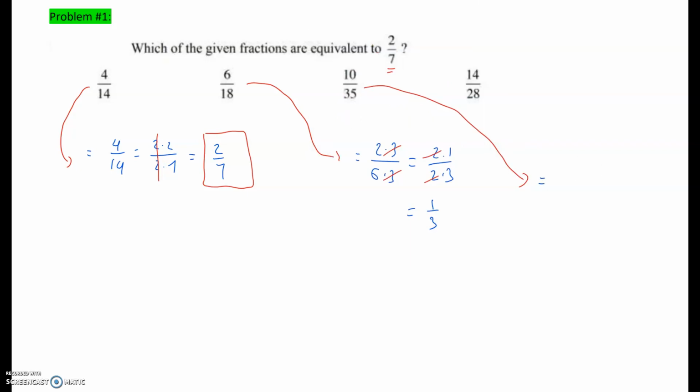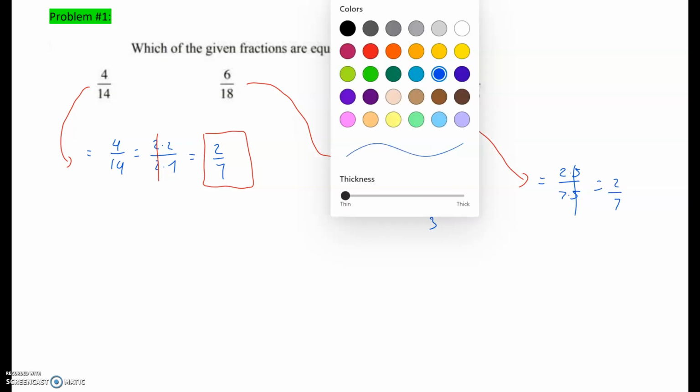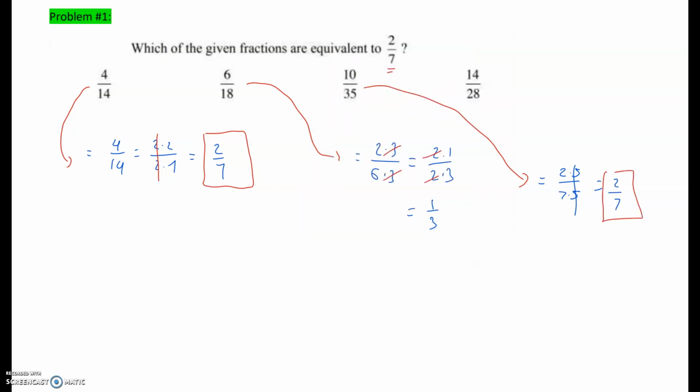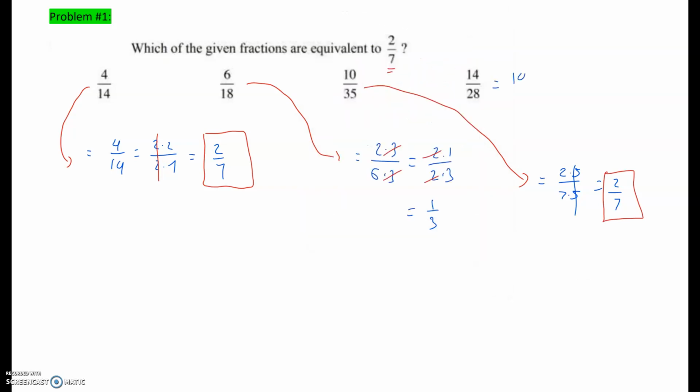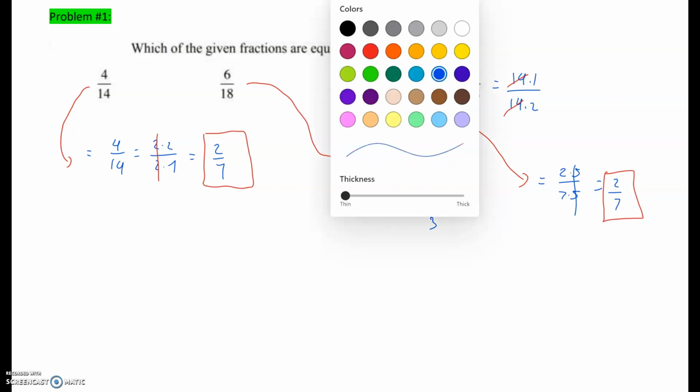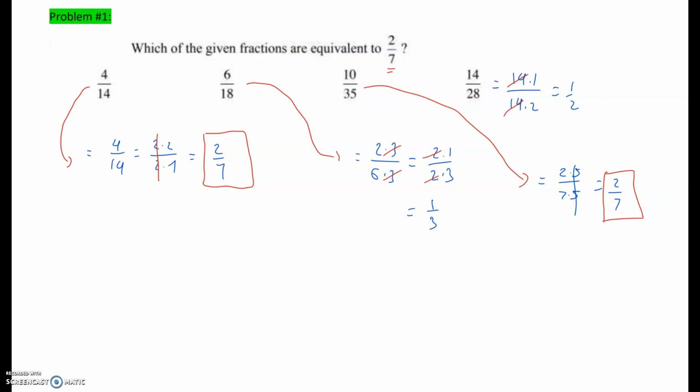In this case, you could factor a 5. So 2 times 5 and then 7 times 5. So for this one is equivalent. We end up with the 2/7. Let me box it in before we forget. Let me do the one on the top. In this case, this is 14 times 1 and 14 times 2. So we can cancel the 14. So we're looking at a half.